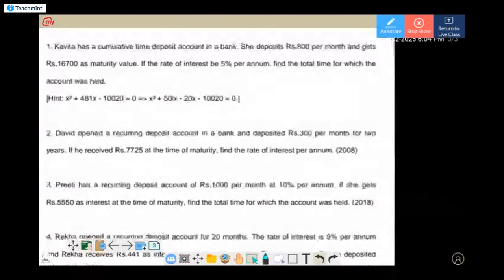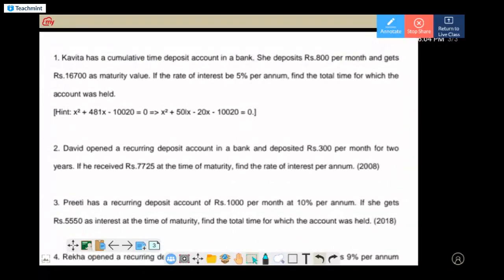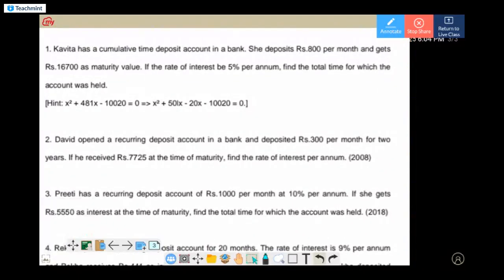Okay. These are some questions from the RS Agarwal book. Okay, so as I've already stated, it's written cumulative time deposit account. It means the same. Okay, so yes. Hmm, I'm getting something like 1.81800. Let me check this. Okay, what is the value of subtraction?